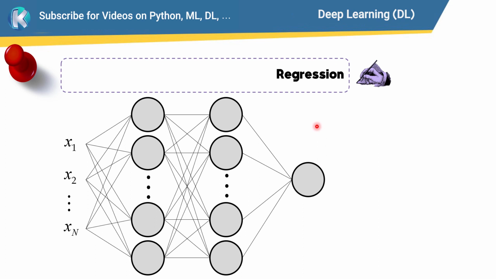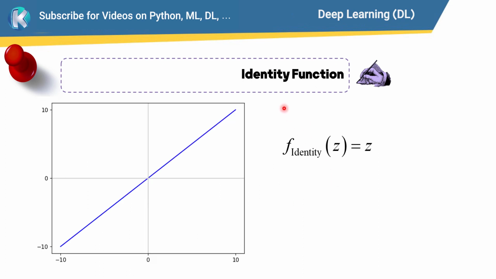So now let's talk about some activation functions which are useful for the output neuron in the regression problem. The first activation function, which is very famous, is the identity activation function. Basically, the identity activation function takes the input z and it returns the exact value as the output.